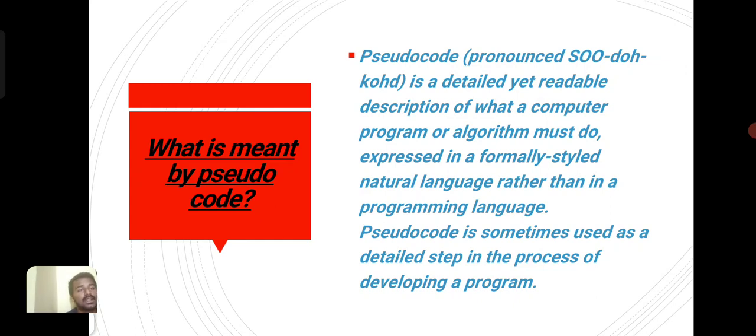Pseudocode, pronounced "SOO-doh-kohd," is a detailed yet readable description of what a computer program or algorithm must do, expressed in a formally styled natural language rather than in a programming language. Pseudocode is sometimes used as a detailed step in the process of developing a program.